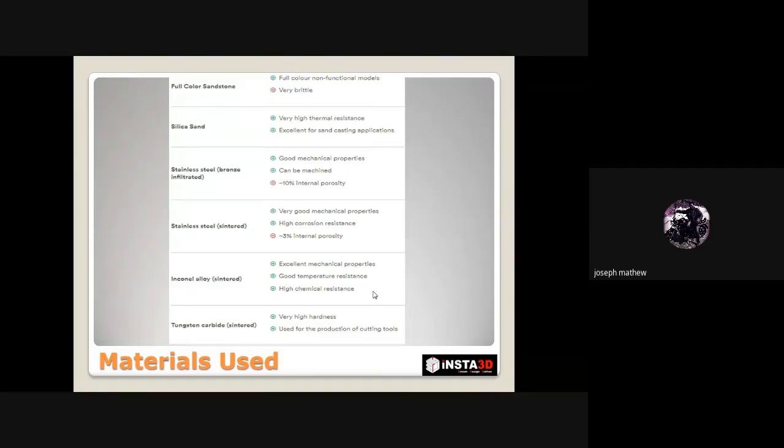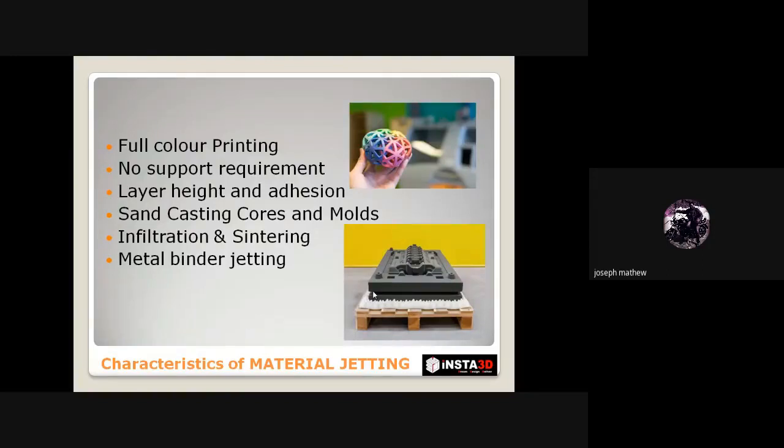Then the material used is silica sand, where very high thermal resistance is a big advantage, and it's excellent for sand casting applications. As I said, this is a sand casted core, which is shown in the bottom image.